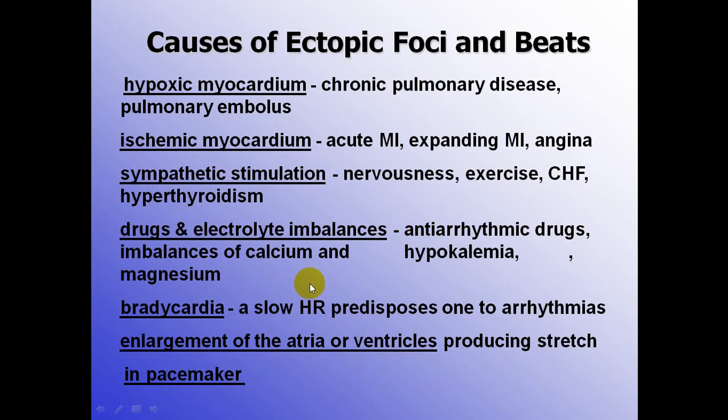Causes of ectopic foci and beats in general, atrial and ventricular: hypoxemia of the myocardium, chronic pulmonary disease, pulmonary embolism, ischemia of the myocardium like MI, sympathetic stimulation, nervousness, exercise, heart failure, hyperthyroidism, drugs and electrolyte disturbances like digoxin, hypokalemia, hypomagnesemia, and so on. Bradycardia, a slow heart rate, predisposes to arrhythmia, as does enlargement of the atria or ventricles producing stretching.